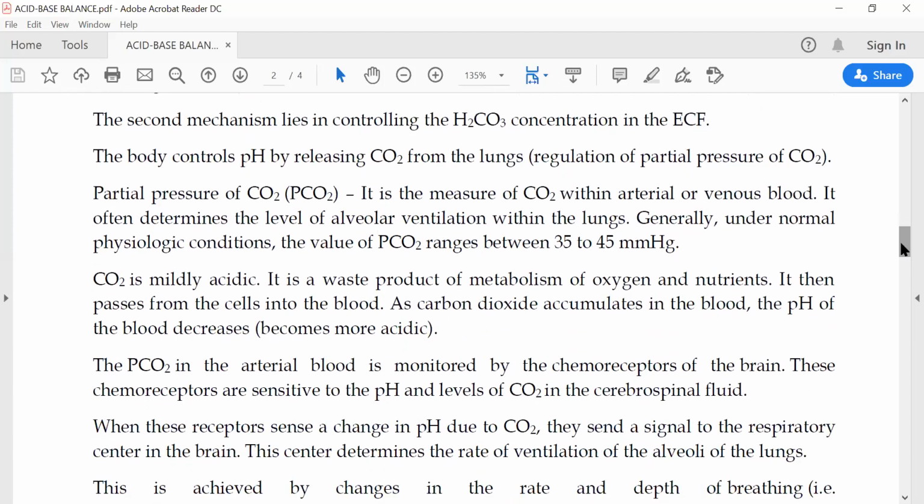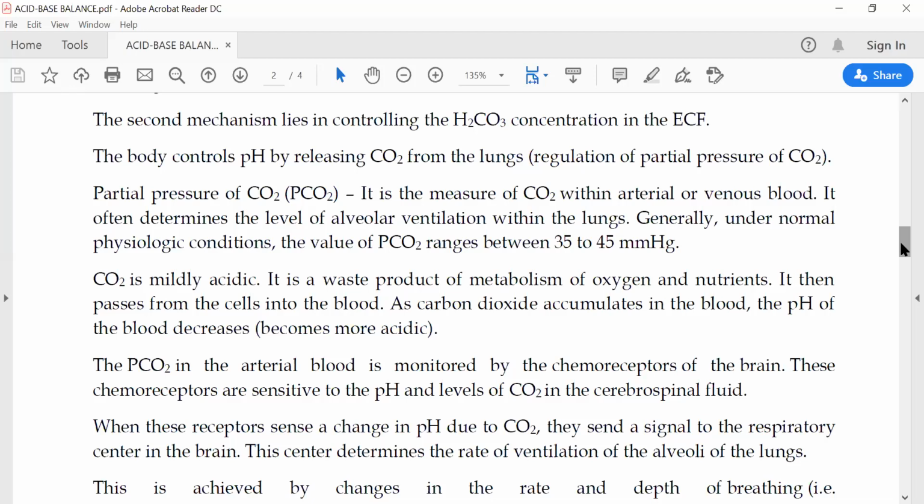Now we have to understand that carbon dioxide is mildly acidic, and carbon dioxide is the waste product of most of the metabolic activities that go on inside the body. So when carbon dioxide accumulates in the blood, which means what, the acidity of the blood also increases. That means the pH decreases.